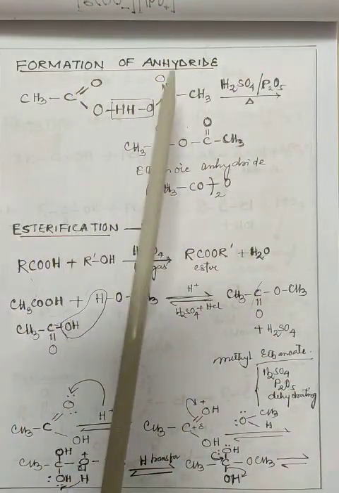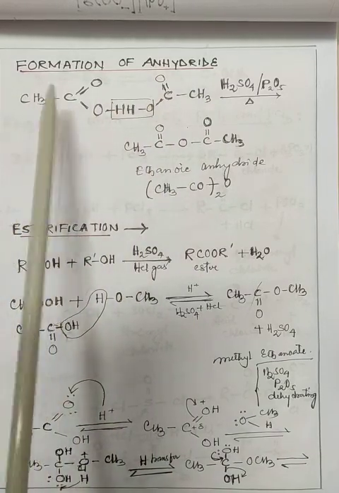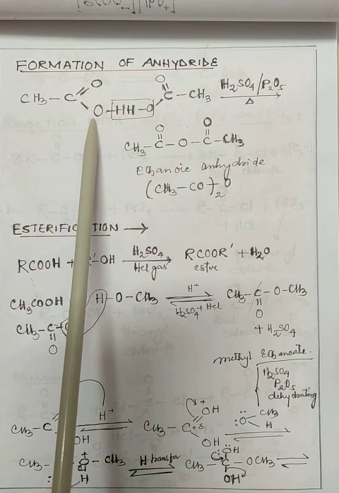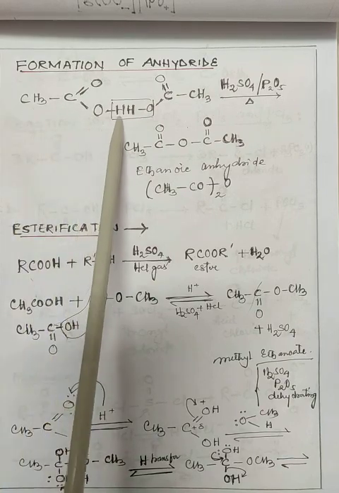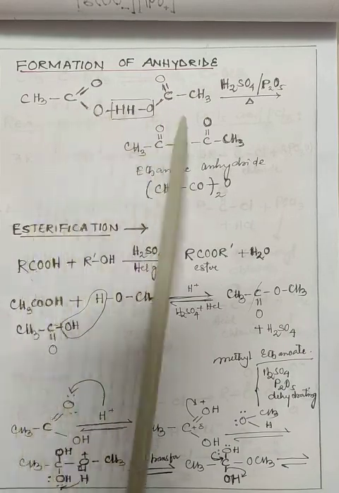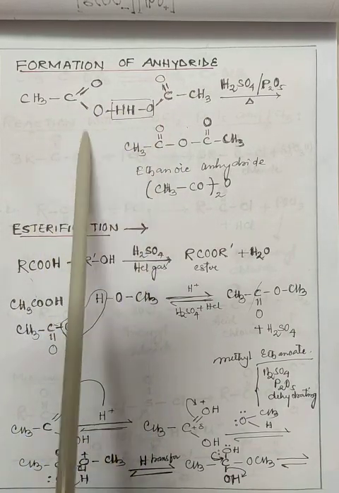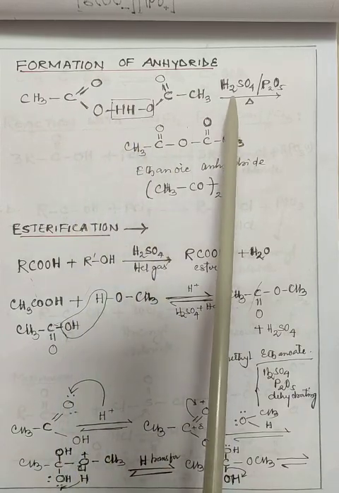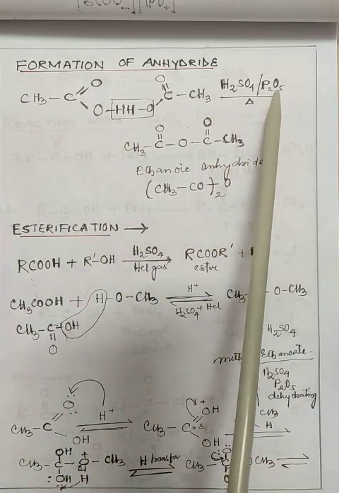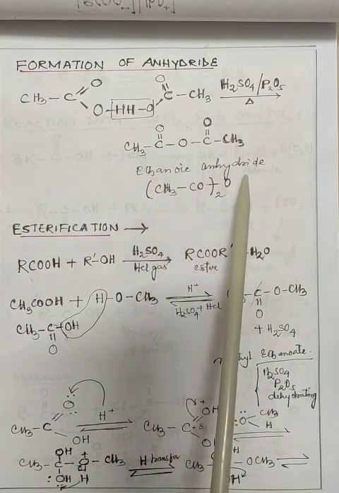Now the formation of anhydride. So here we have acid and anhydride, and this is the reaction. We take two molecules of the acid, and from these two molecules we have to remove water. We remove water in the presence of sulfuric acid or P2O5 by giving heat. Then we will get ethanoic anhydride.